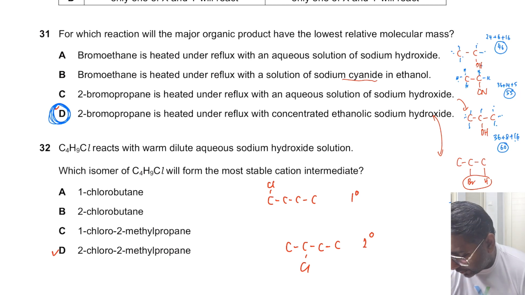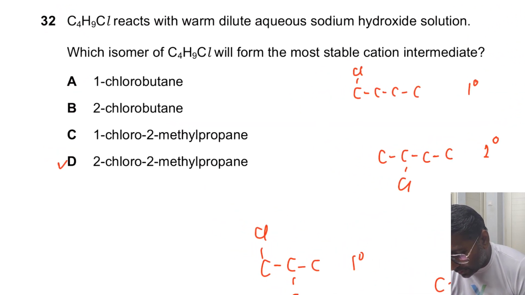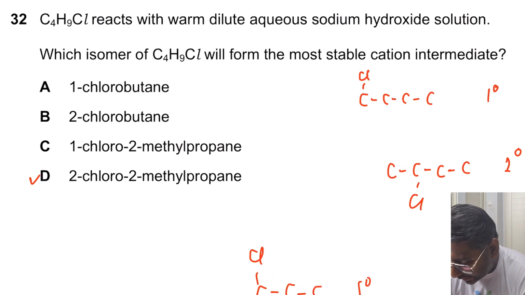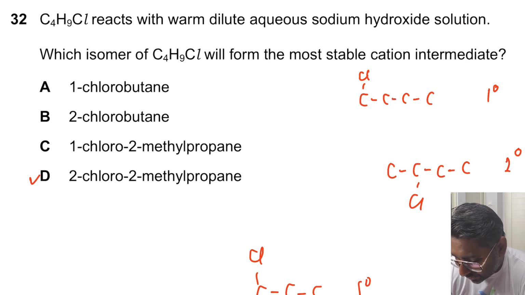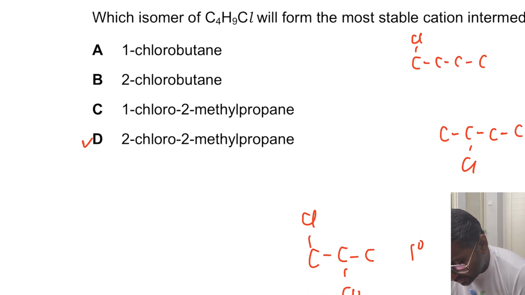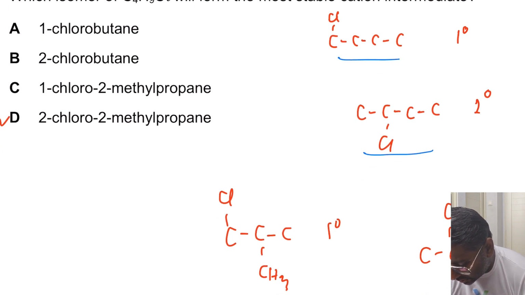Now next, 32. C4H9Cl reacts with warm dilute aqueous sodium hydroxide solution. Which isomer will form the most stable cation intermediate? So basically you have 1-chlorobutane, 2-chlorobutane, and then 1-chloro-2-methylpropane.